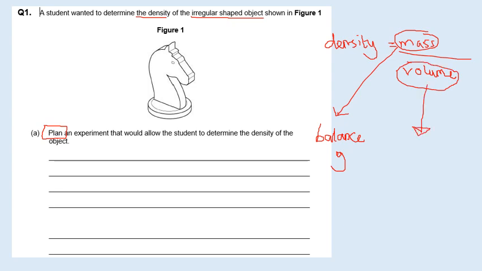Now, because it's an irregular shaped object, you need to think back to how you measured the volume of an irregular shaped object, and it was by displacement of water, if you remember. So you then need to describe one way of doing this. So it might be the case that you want to use a measuring cylinder.